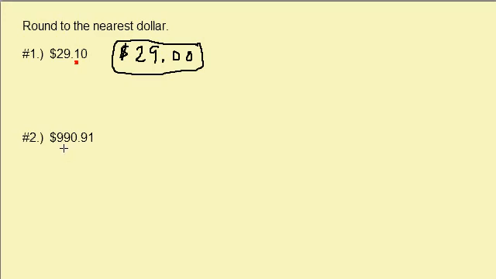Alright, what about this next one? $990.91. So we look at the first digit to the right of the decimal, that's a 9. So the 0 would round up to a 1. So that would be $991. And there's our final answer. And that's it.